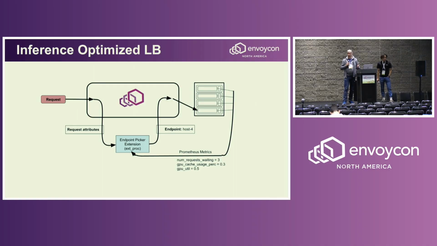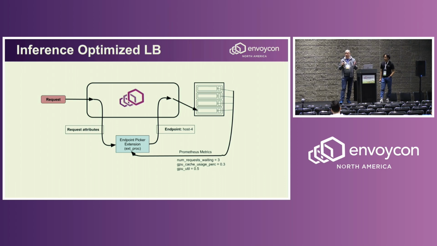And Envoy takes that endpoint and bypasses any of the built-in load balancing. It can fall back to a built-in load balancing algorithm if the endpoint picker fails. But normally, if it's present and it worked, if it provides an endpoint, Envoy will pick that host and send the request to that host.